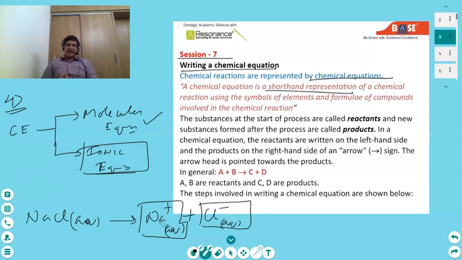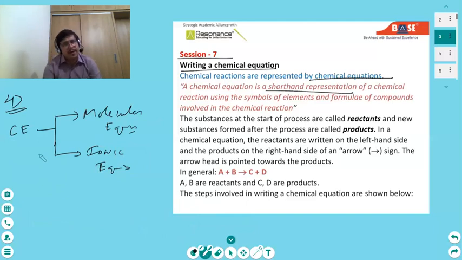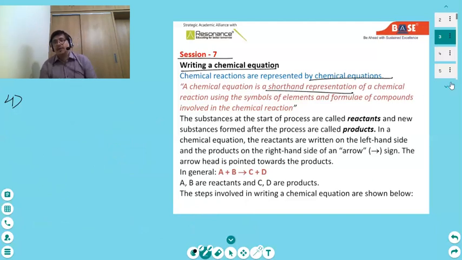So four extra things I have done, which are not in the slide. First, the movement, the arrow one. Second, the physical state, then energy, and then a bit of ionic equation. I hope that is clear to you. Basically, a chemical reaction is represented by your chemical equation, and a chemical equation is a shorthand representation of that. Let's move to the next slide.